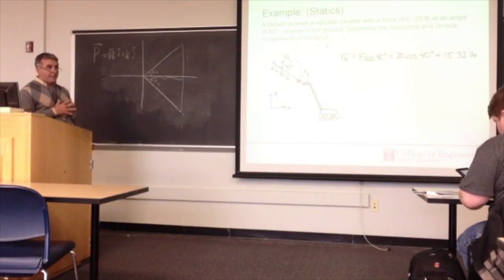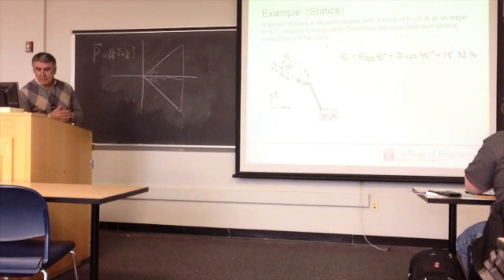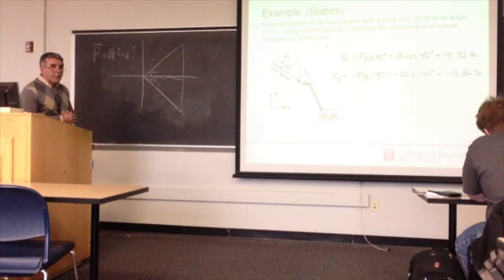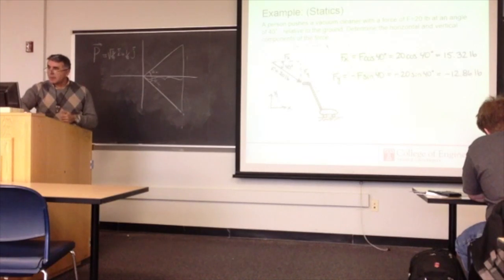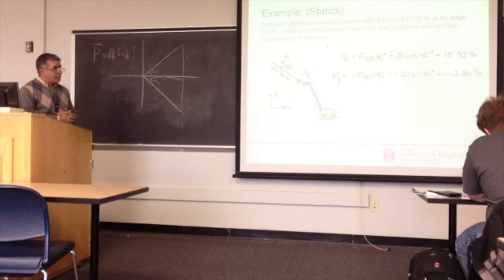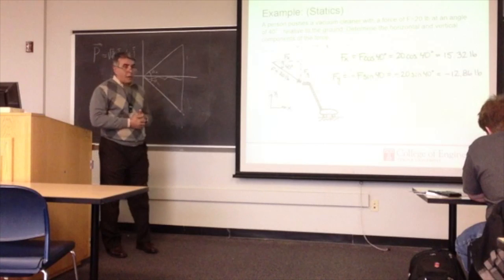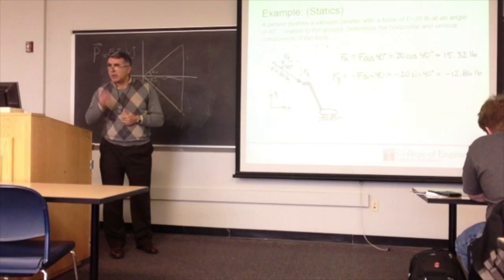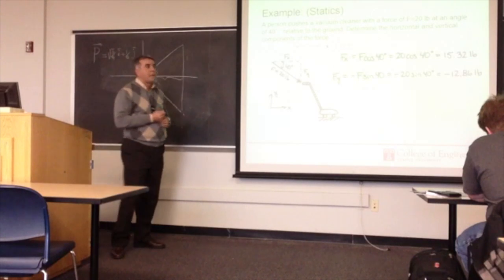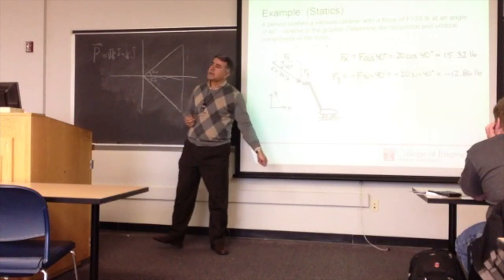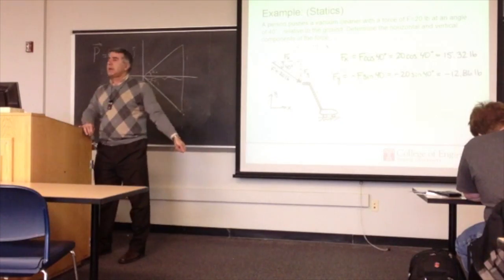What about fy? Right, so it's f times sine of 40 degrees. Why is it negative? It's down. So if I want to describe our vector, which one is our vector? F. F is the force that you're exerting on your vacuum cleaner.